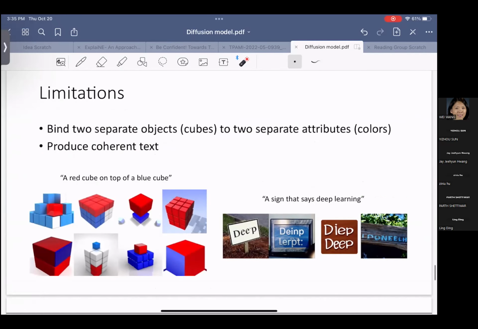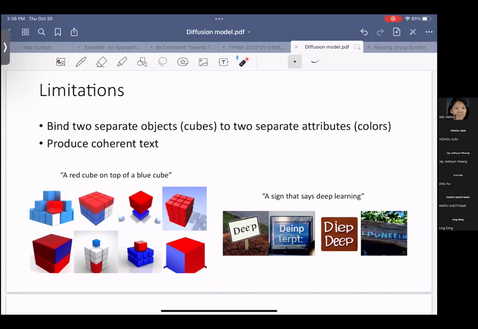And DALL-E 2 also has some limitations. For example, they ask DALL-E 2 to generate a red cube on top of a blue cube, and you can see that the model can sometimes misunderstand which is on the top, right? They probably put the blue on top. And then they ask DALL-E 2 to generate some images with text in it, saying a sign that says deep learning, and then it's hard to put this text on the image. So these are the hard cases, the unrealistic scenarios. I think both models haven't overcome these kinds of hard cases. So we will see whether future works can explain why this is happening and solve these limitations.